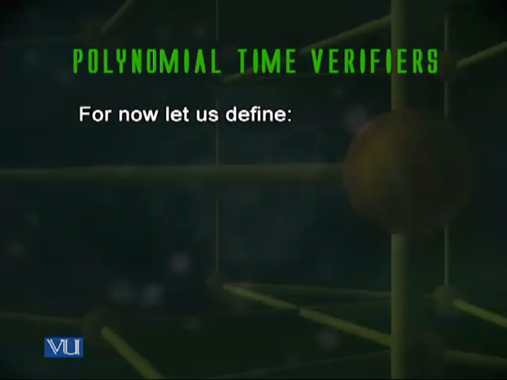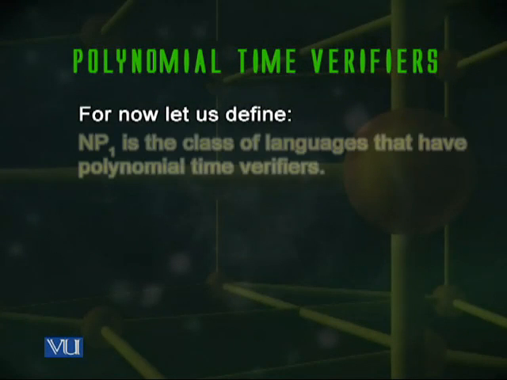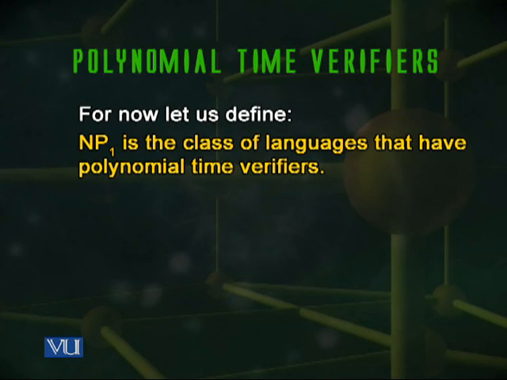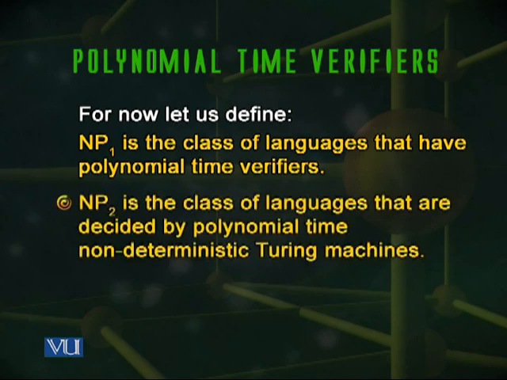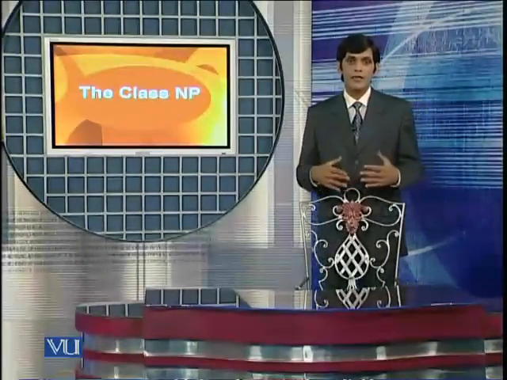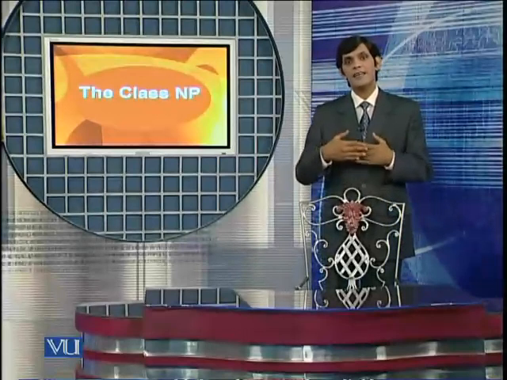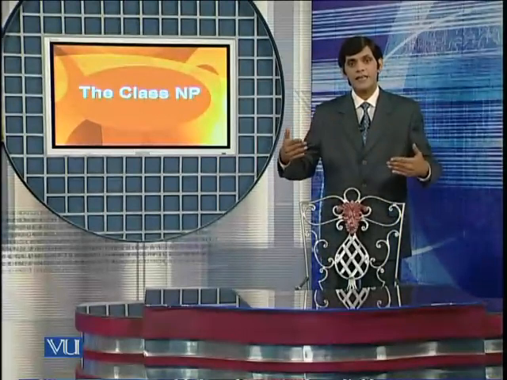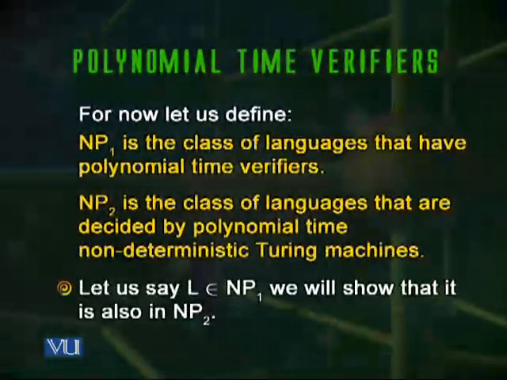Now, let us be careful and define NP sub 1 to be the class of languages that have polynomial time verifiers. Let us define NP sub 2 to be the class of languages that are decided by polynomial time non-deterministic Turing machines. What we want to show is that NP sub 1 is equal to NP sub 2, that both these definitions are equivalent. If we do that, then we'll be justified in giving both of these classes the same name, which we'll call NP. So let us take a language L which is in NP sub 1, and we will show that it is also in NP sub 2.